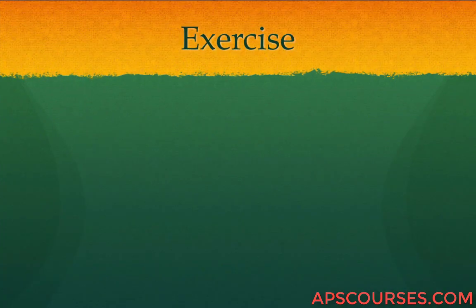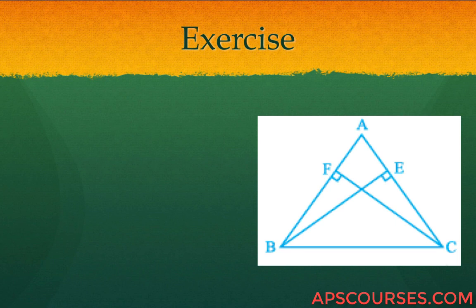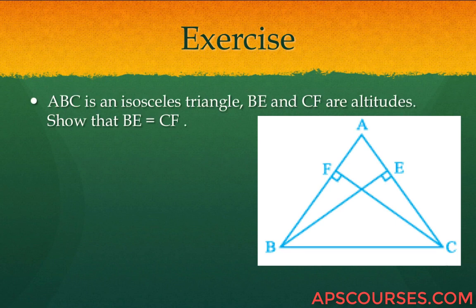The next example, you have been given this figure. Triangle ABC is isosceles and BE and CF are altitudes. You need to prove that BE is equal to CF. Now let's look at triangles BCE and BCF.